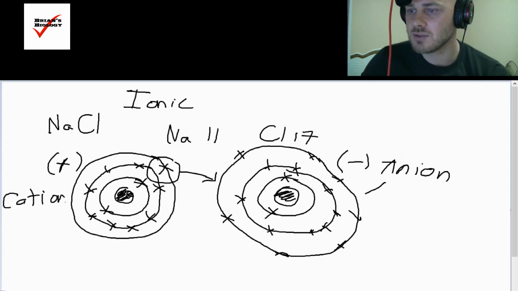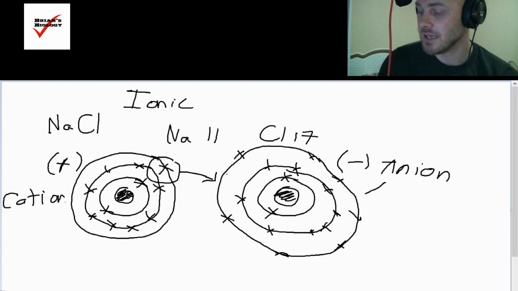So in any molecule with ionic bonds, we have a metal and a non-metal. We have electrons jumping from one atom to the other, creating a positive cation and a negative anion, and the force of attraction between the two is called an ionic bond. All right, now let's look at the second kind of bond.